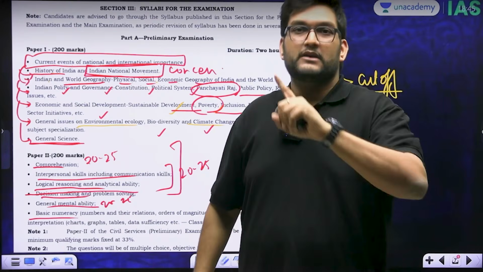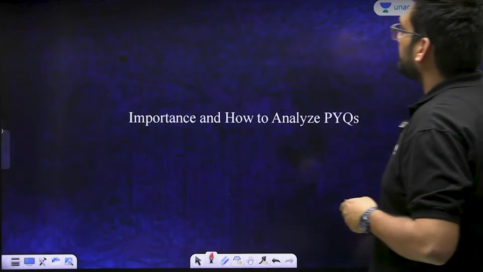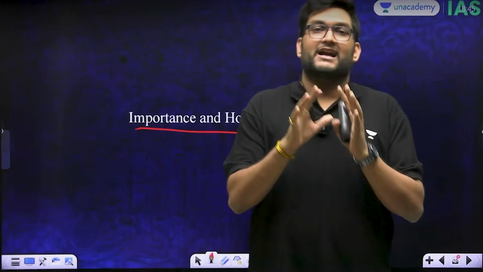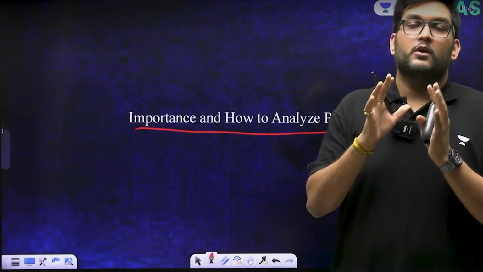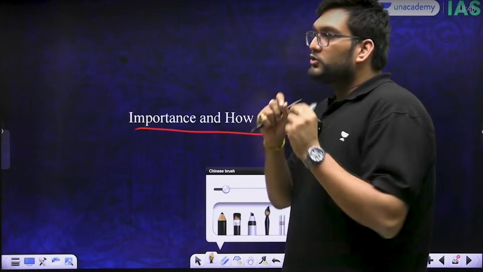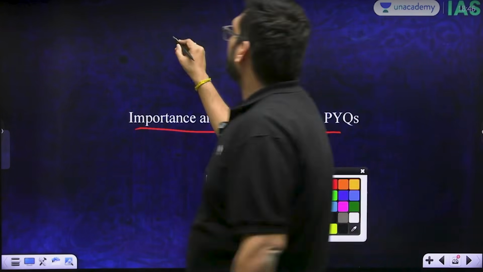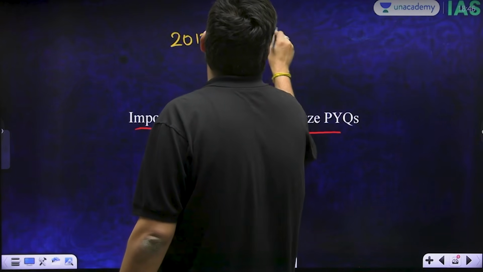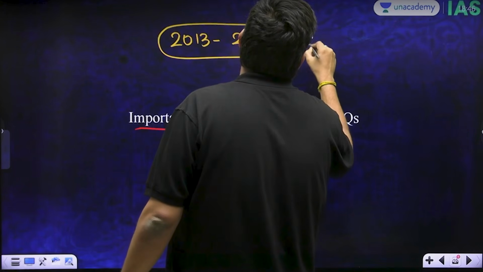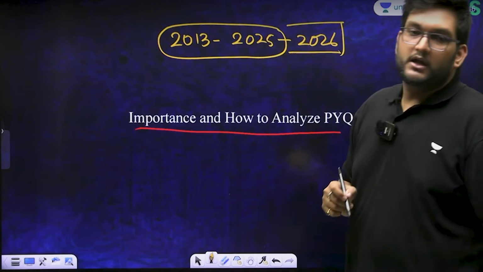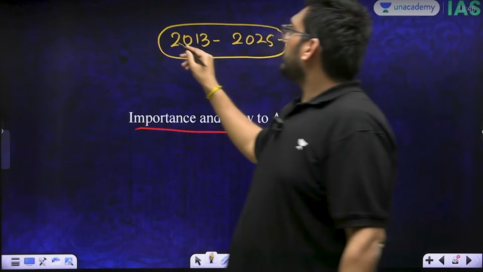Now, that can only be understood if we look at the previous year papers. If we look at the previous year papers, you will start to understand what to do with this information. Now, please understand one thing. You have to concentrate between 2013 to 2025, 2026, when the examination happens in that regard. Do not go beyond this point.